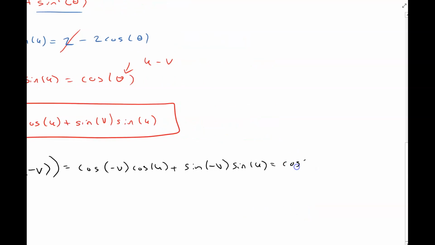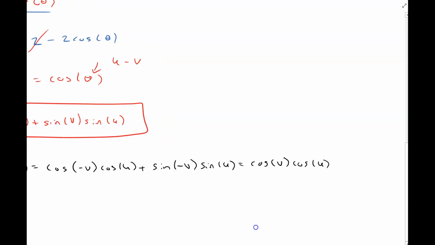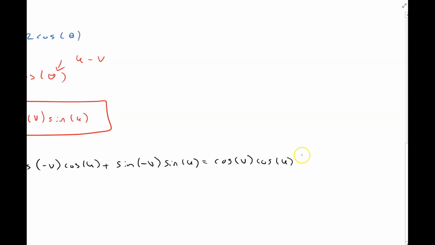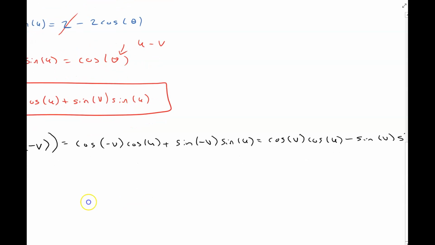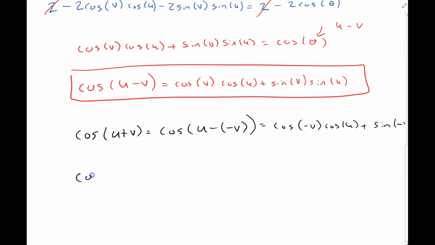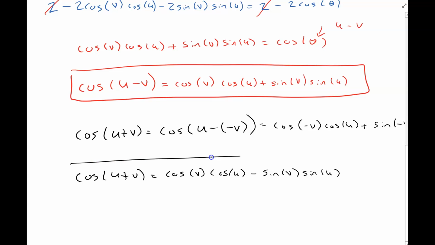Just cosine. It's just cosine. And what's sine of a -v? No, negative sine. So what we can do then is collapse this down and say then that cosine of u plus v is equal to cosine v times cosine u minus sine v times sine u.